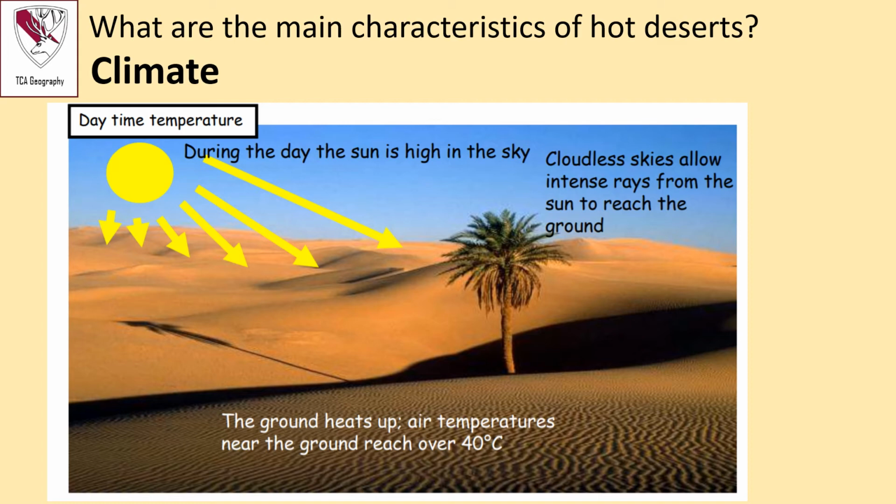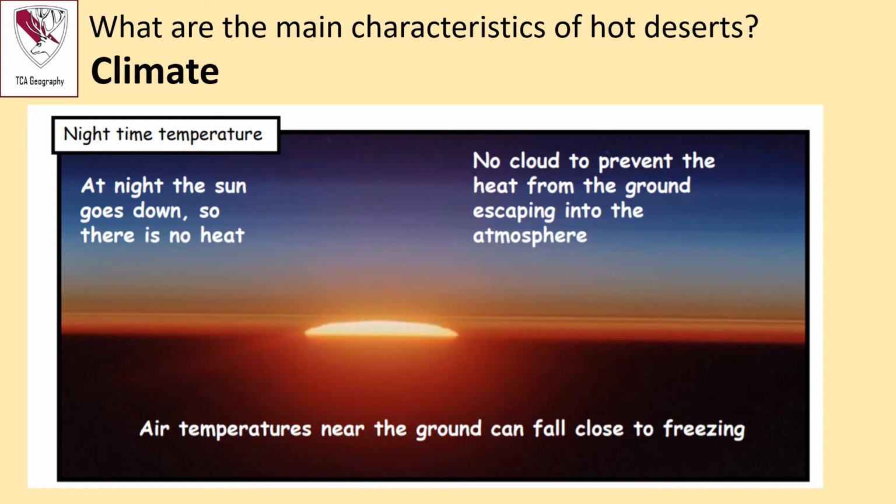So during the daytime, the sun is high in the sky and it can heat up the ground and the air near the ground to over 40 degrees C. Because there are no clouds, all of the solar radiation can come into the area. But at night time, equally, because there is no cloud, all the heat that's already there can escape, and because the sun has gone down, there's no new heat coming in. So air temperatures near to the ground can fall close to freezing.